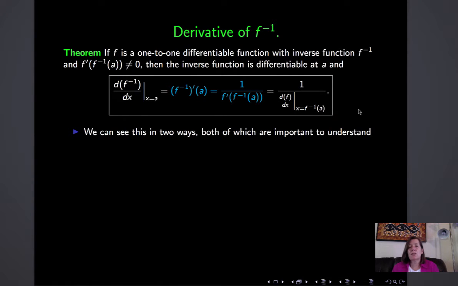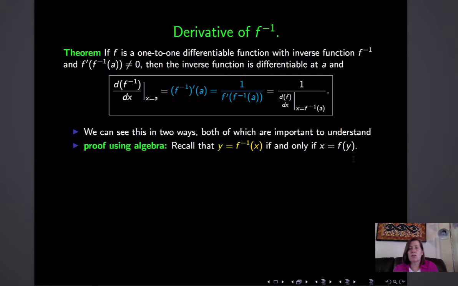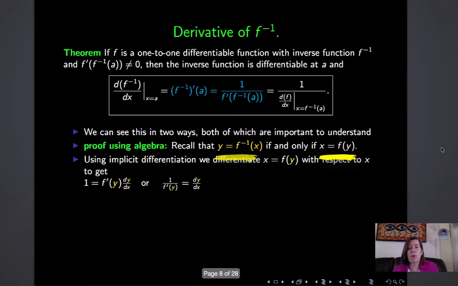We can see this in two ways. Both are equally important. One is using algebra, and again we're going to use this to derive the derivatives of functions like arc cosine later. Recall that y equals f inverse of x is the same as saying that x equals f of y. Using implicit differentiation, I can differentiate this equation with respect to x.